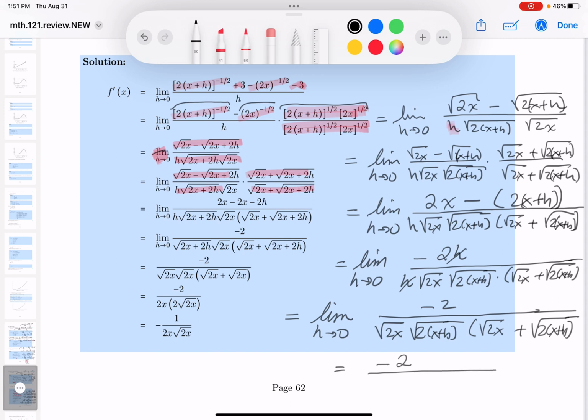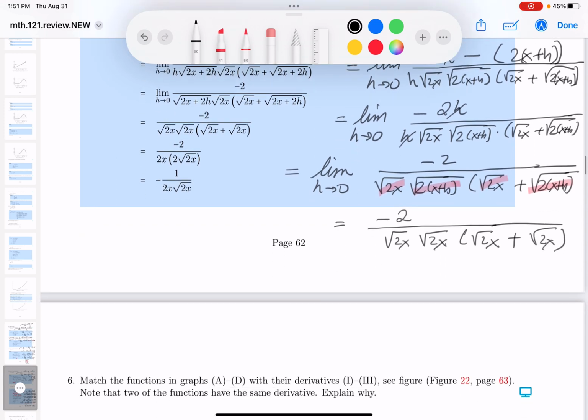What do you see on the bottom? Let's go factor by factor. The root of 2x. Well, what do you get here if h goes to 0? You get the root of 2x. All right, let's look at this. What do you get? The root of 2x. Plus, what do you get here if h goes to 0? The root of 2x. Let's keep moving. We'll look at the key later.